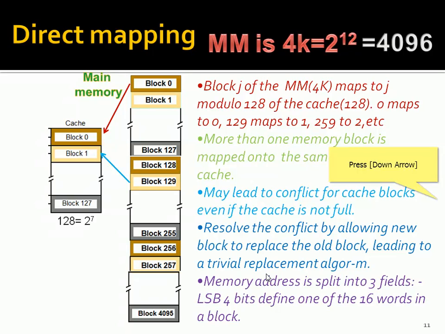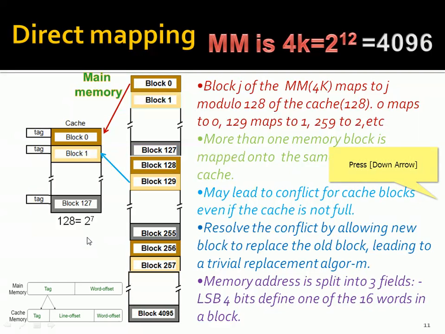So the memory address is split into three fields. Earlier, in the associative mapping function, there were 2 fields, one is the tag and the other is the word. Here there are 3 fields. The lower 4 bits define one of the 16 words in every block. The processor address will be sent to the memory controller and split into tag and word offset, as in the associative mapping policy. Now in direct mapping, this tag will be further split into tag and block, so the total memory address becomes 3 fields: the tag, the block, and the number of words in a block.